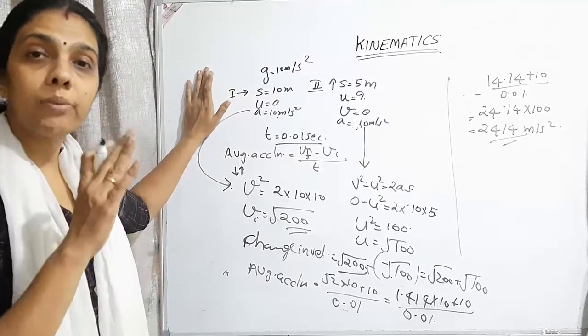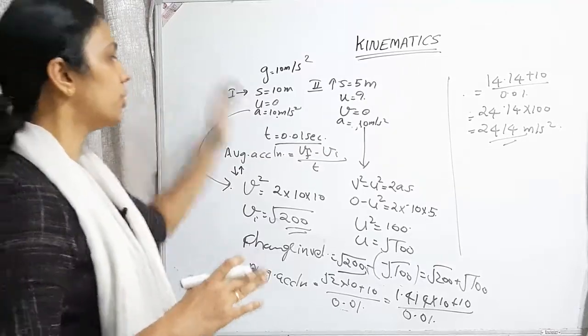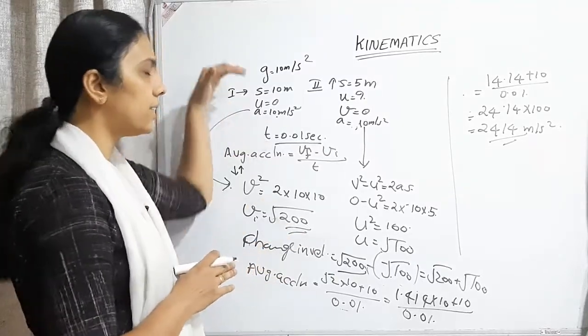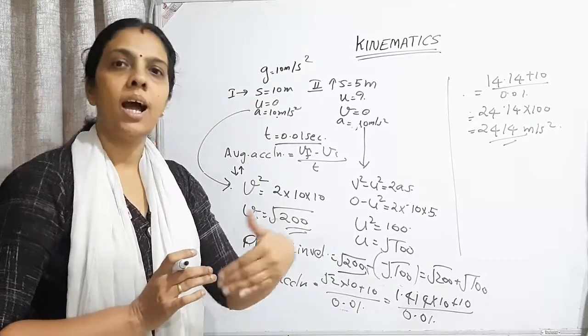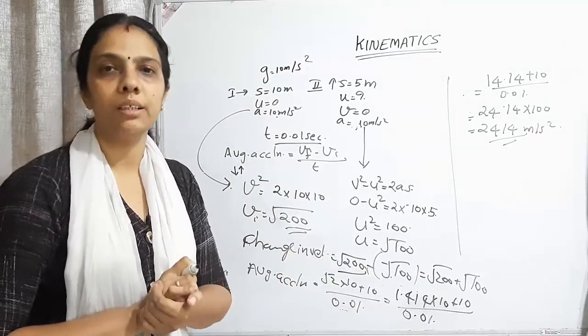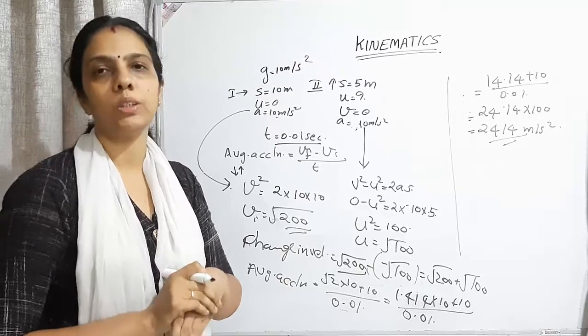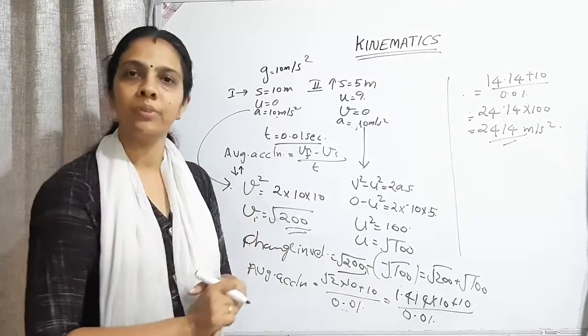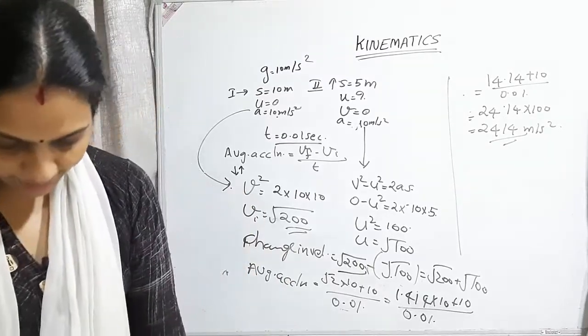So what is the average acceleration? Here you should find out the average acceleration along the downward direction and upward direction. So what will be the velocity? Direction of velocity also you should consider over here. Okay, clear? So the next one.